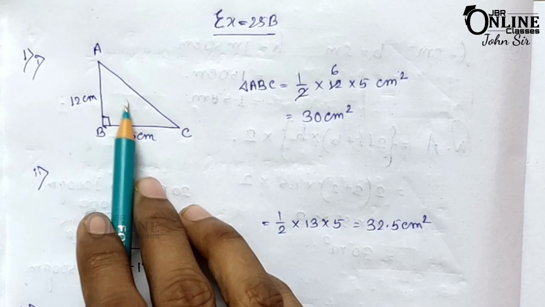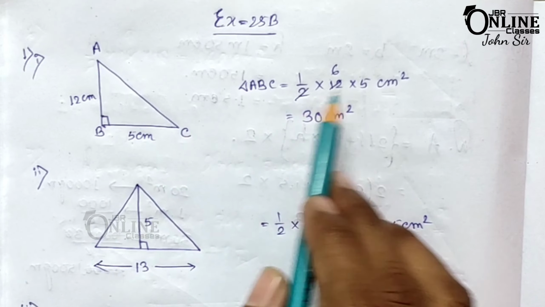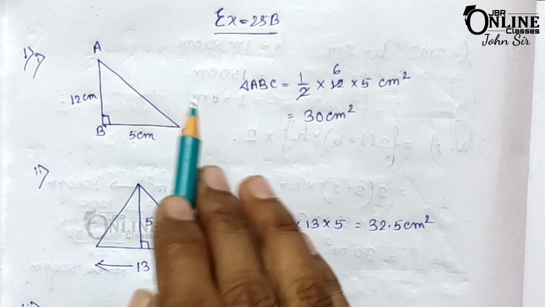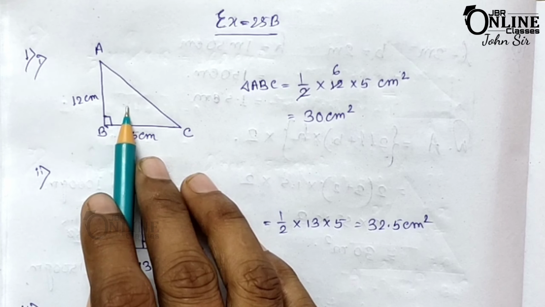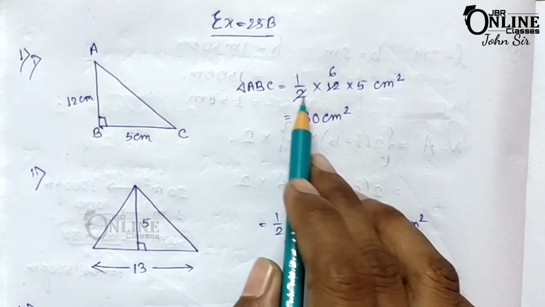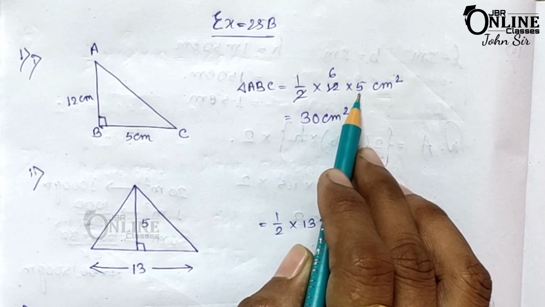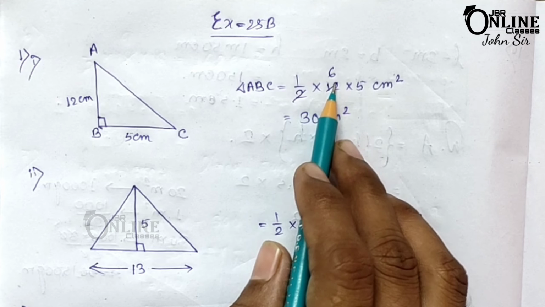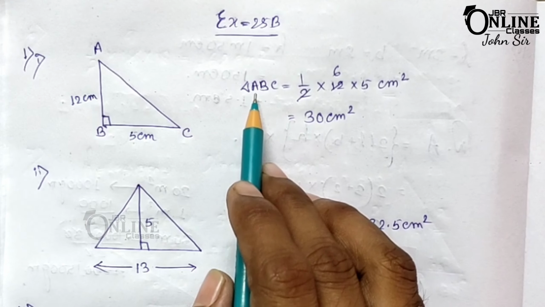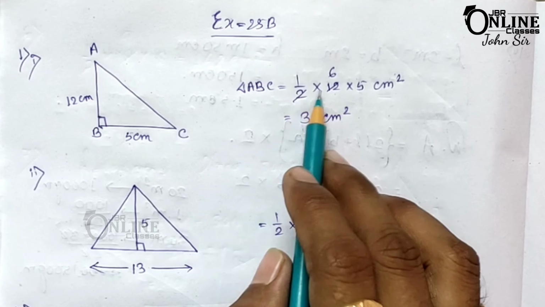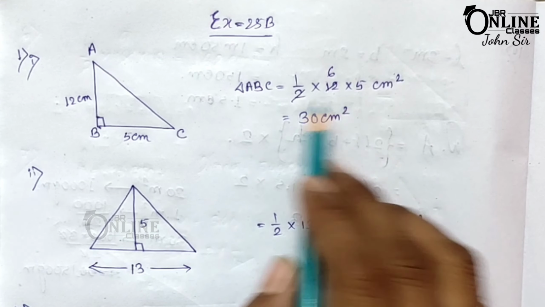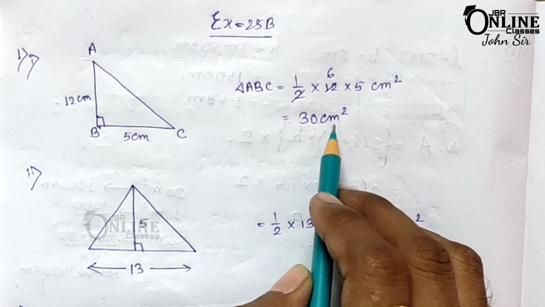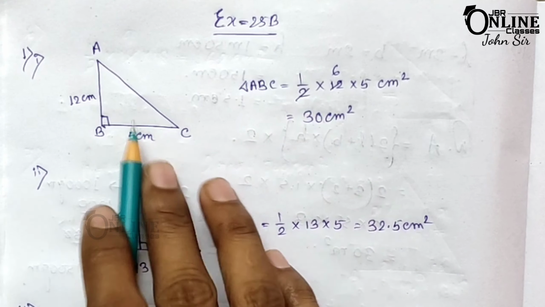The formula to find out the area of a right angle triangle is half into base into height. So here, half into 12 as height and 5 as base. Two into 6 is 12, so 6 into 5 equals 30 centimeter square. So 30 centimeter square is the area of the given triangle.